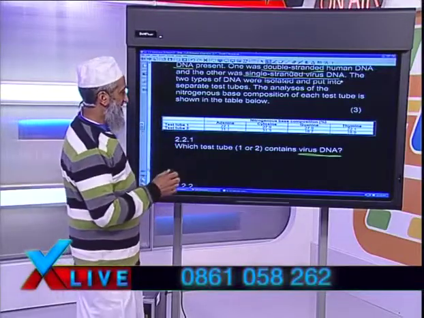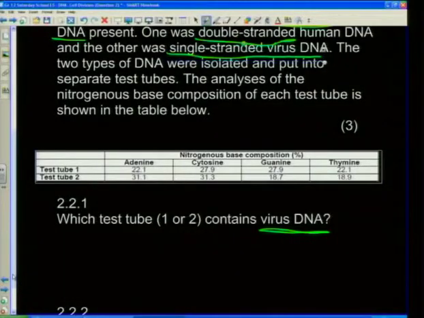So let's look at our table. Look at test tube 1. Adenine, 22.1%. Thymine, 22.1%. Cytosine, 27.9%. Guanine, 27.9%. Let's look at the other test tube. 31.1 for adenine, and thymine is 18.9. Are they the same? Nope. So therefore, which one will contain the viral DNA? It will be test tube 2.